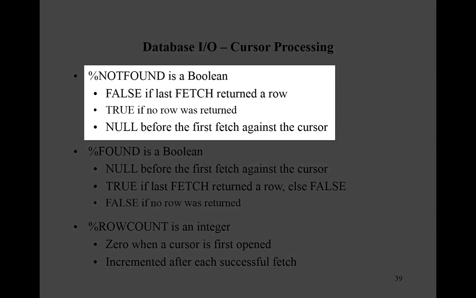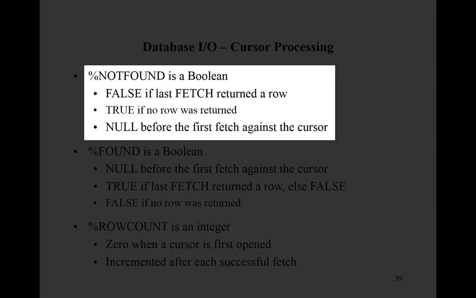%notfound. This is also a Boolean. It returns a value of false if the last fetch returned a row. We had indicated that a fetch could be thought of as a request for a row. If we request a row, not found can be examined to determine whether or not that request was satisfied. So not found returns false if the last fetch returned a row, returns true if no rows were returned, and it is null before the first fetch has been issued against the cursor.